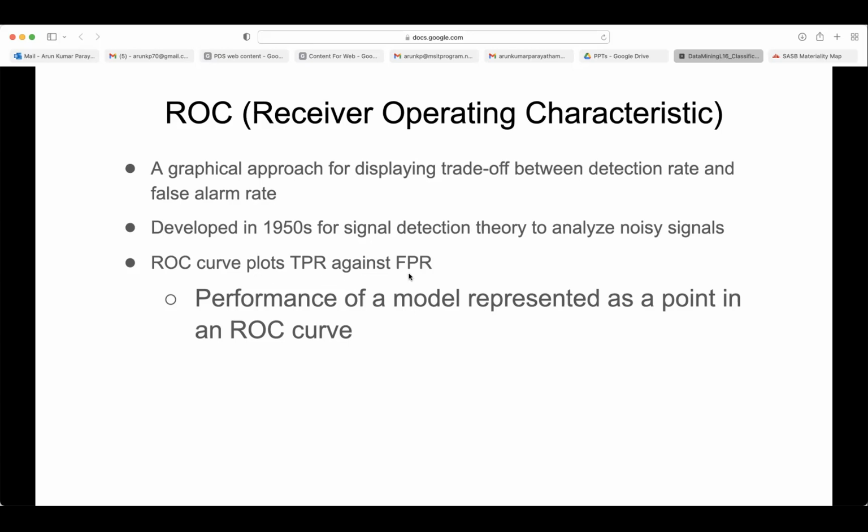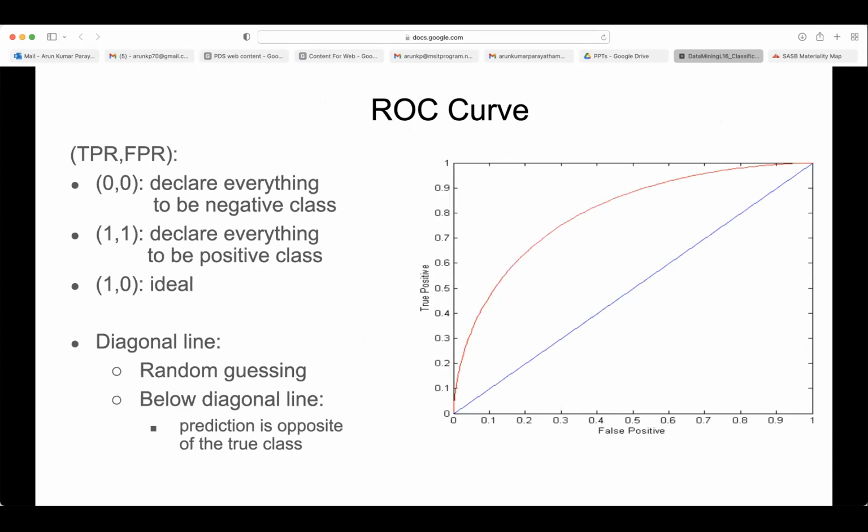ROC curve plots TPR against FPR. So this curve plots true positive rate against false positivity rate. So you will have X and Y axes. On the Y axis, you will represent true positive rate, and on the X axis false positive rate. Performance of a model is represented as a point in the ROC curve. So which one do you want to be high, false positives or true positives? For a good algorithm, what should be high?